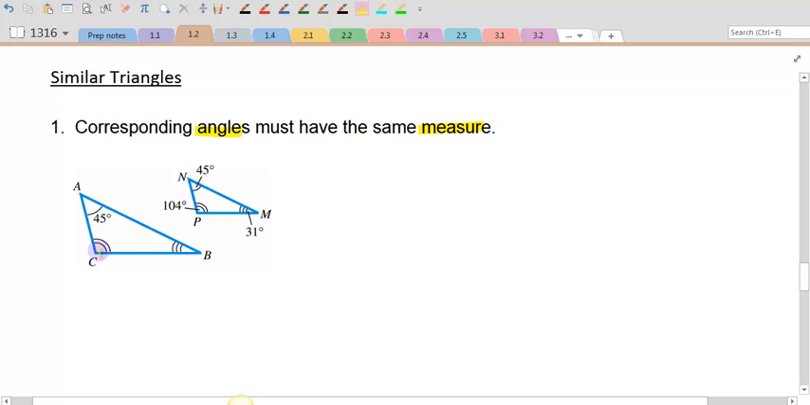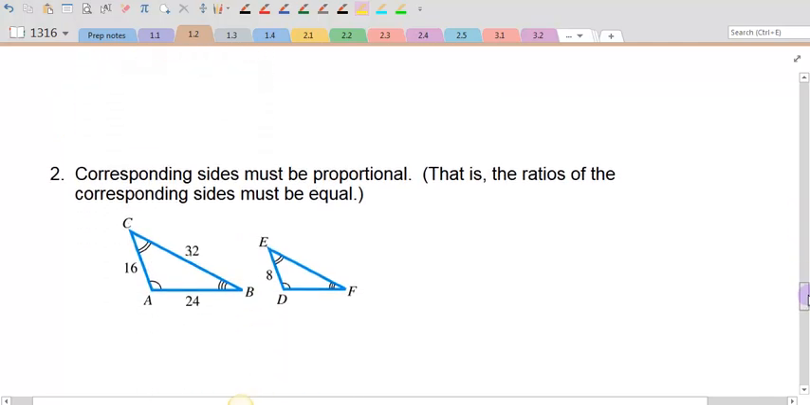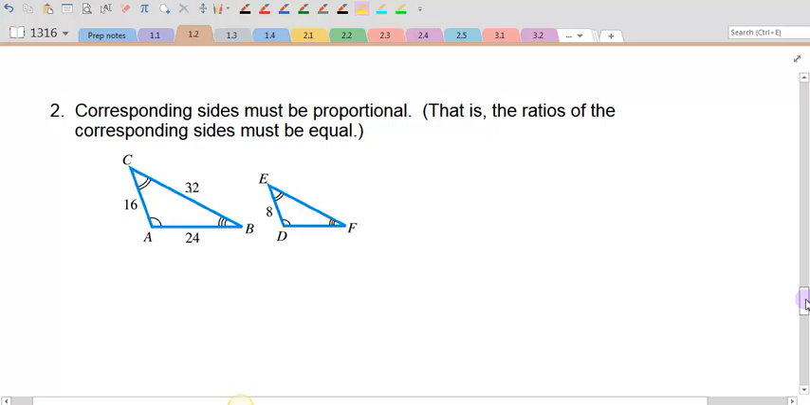Just like these angles here, this angle here across from the hypotenuse of the big triangle would have the same measure as this angle across from the hypotenuse of the smaller triangle. So we can use the definition of similar triangles while discussing angle measurements. We can also use the definition of similar triangles when we talk about sides. So again, by definition, similar triangles have corresponding sides that are proportional.